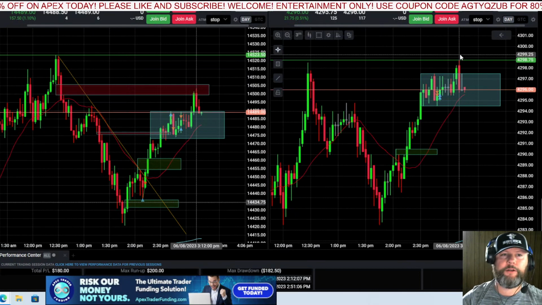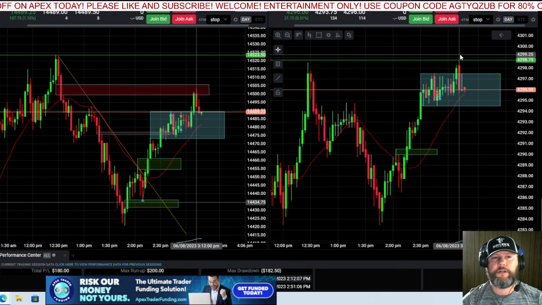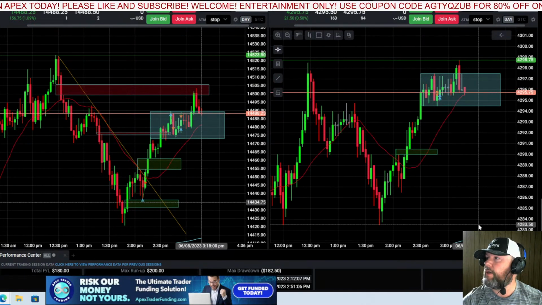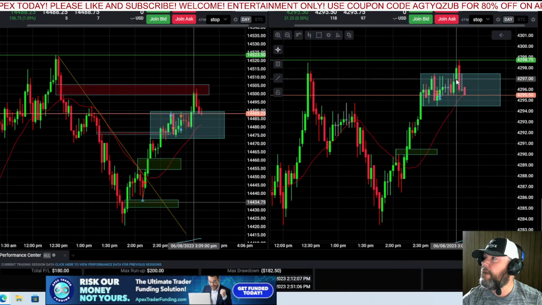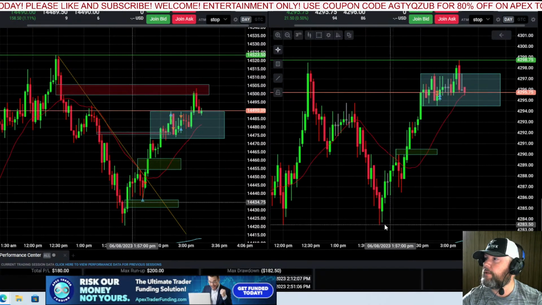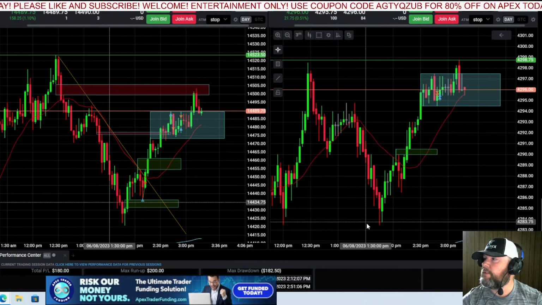I took a very similar entry on this yesterday afternoon. We swept the high, or actually we swept the low, and I took the bounce out of there. So maybe we get a market structure shift to the downside here, and then possibly come take out these relatively equal lows.